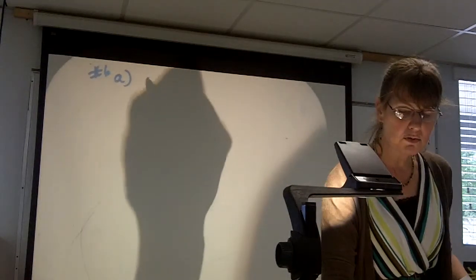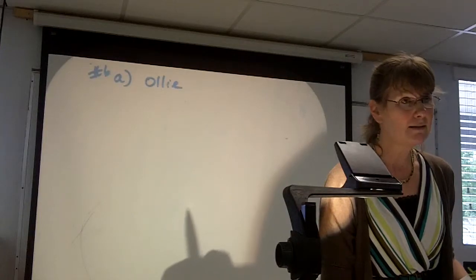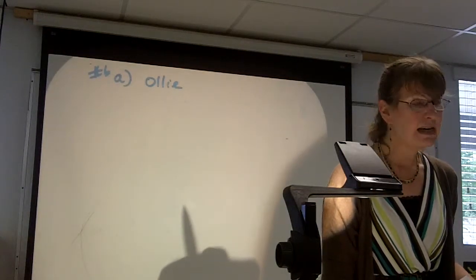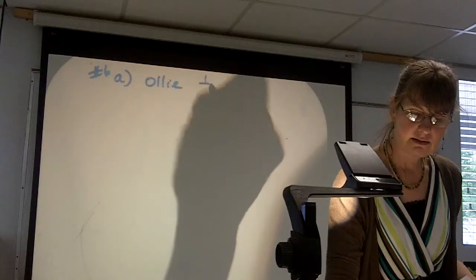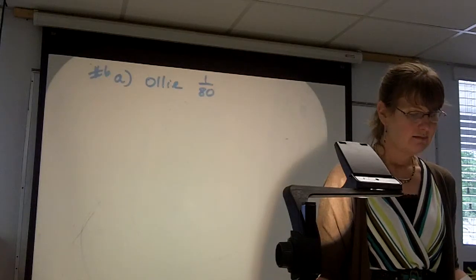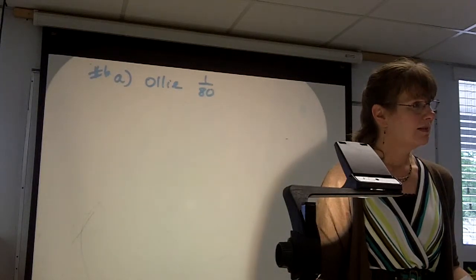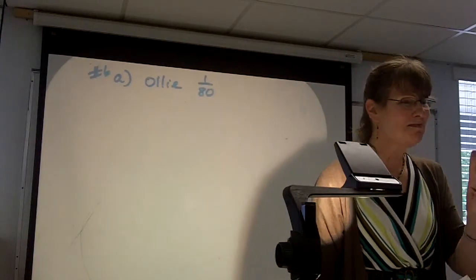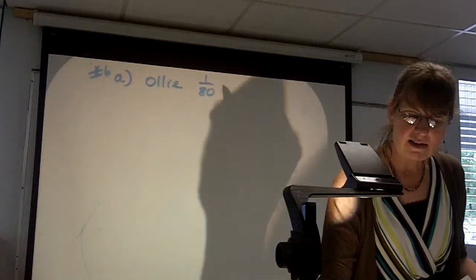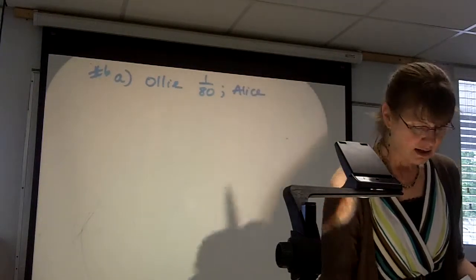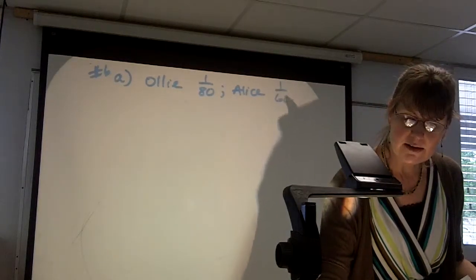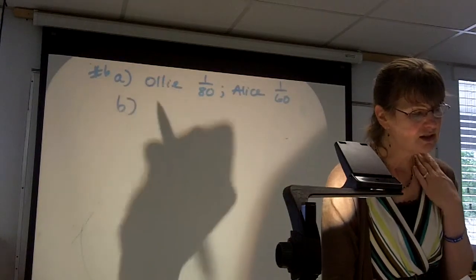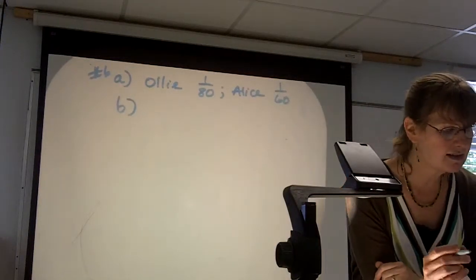All right, so this is number 6A. Okay, so how much work can Ollie do in 1 minute? If he can do all of the work in 80 minutes, then how much work can he do in 1 minute? 1/80th. Just trust me on this one. Okay, 1 minute usually takes him 80 minutes, okay? And then Alice, how much would she do in 1 minute? 1/60th.